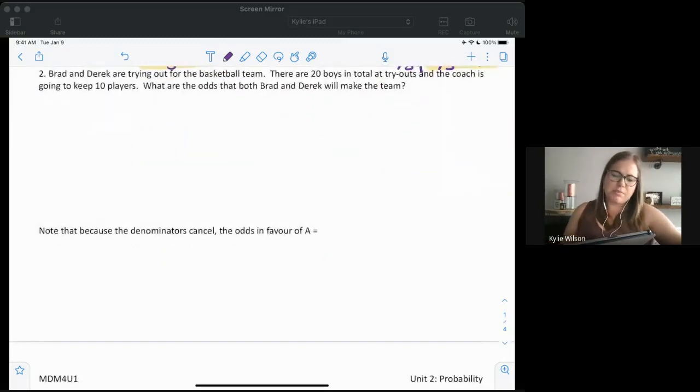So Brad and Derek are trying out for the basketball team. There are 20 boys in total at tryouts, and the coach is only going to keep 10 players. What are the odds that both Brad and Derek will make the team?